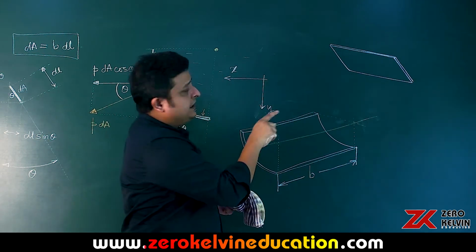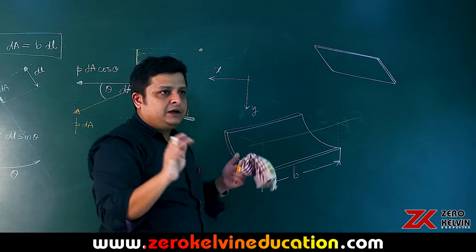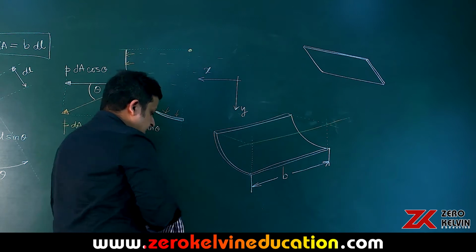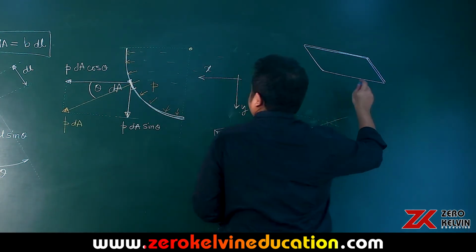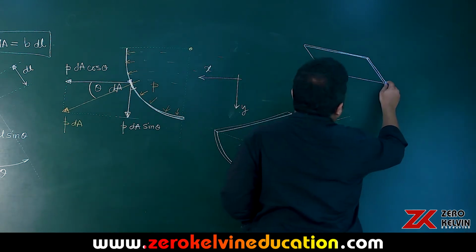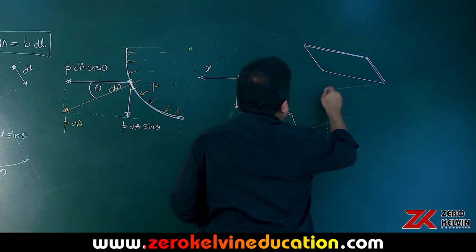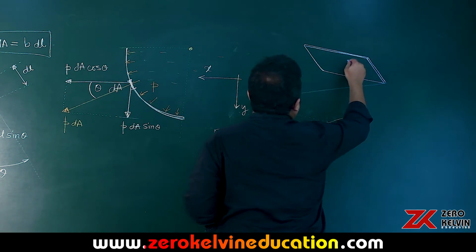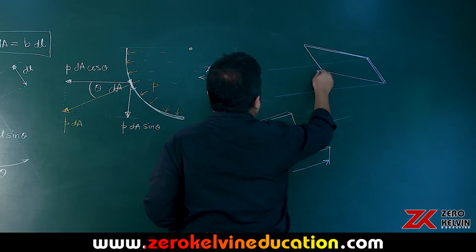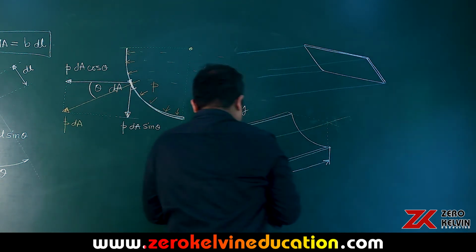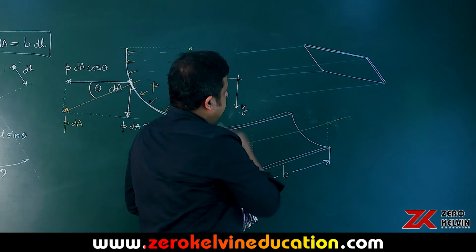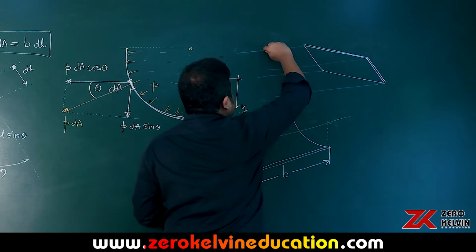So this is the area dA in a three-dimensional diagram. I don't think it is still clear to you. Let me complete the diagram. I think it will be clear there. Now, so x and y axis. Now, what I meant by projection is this.